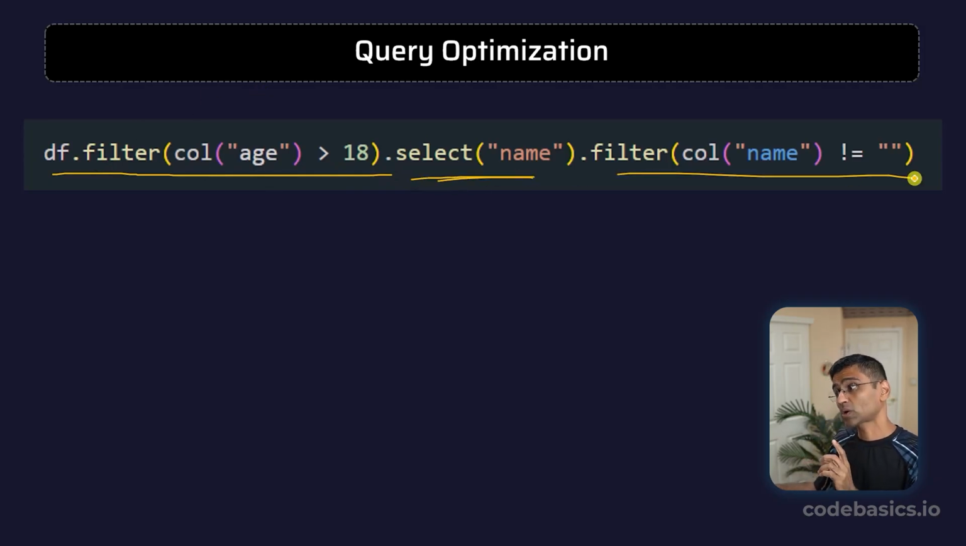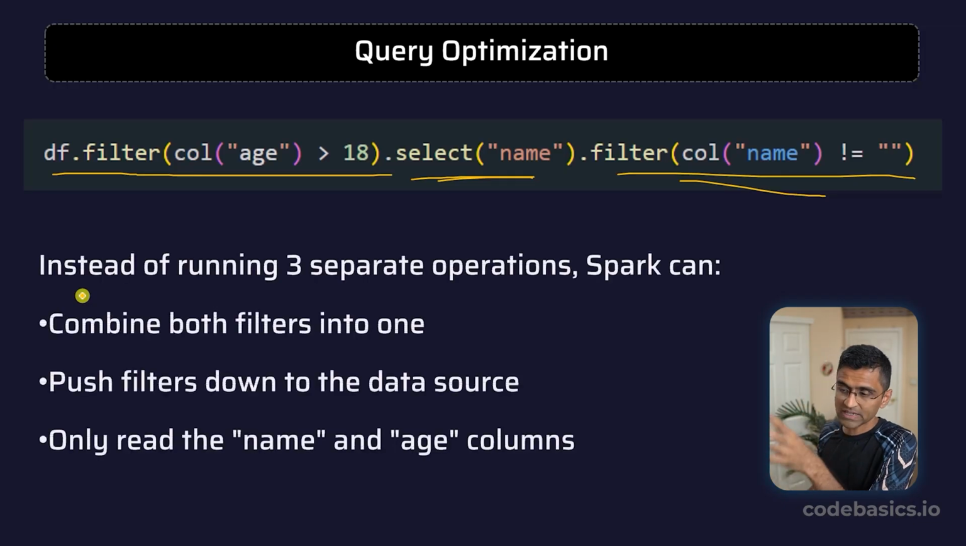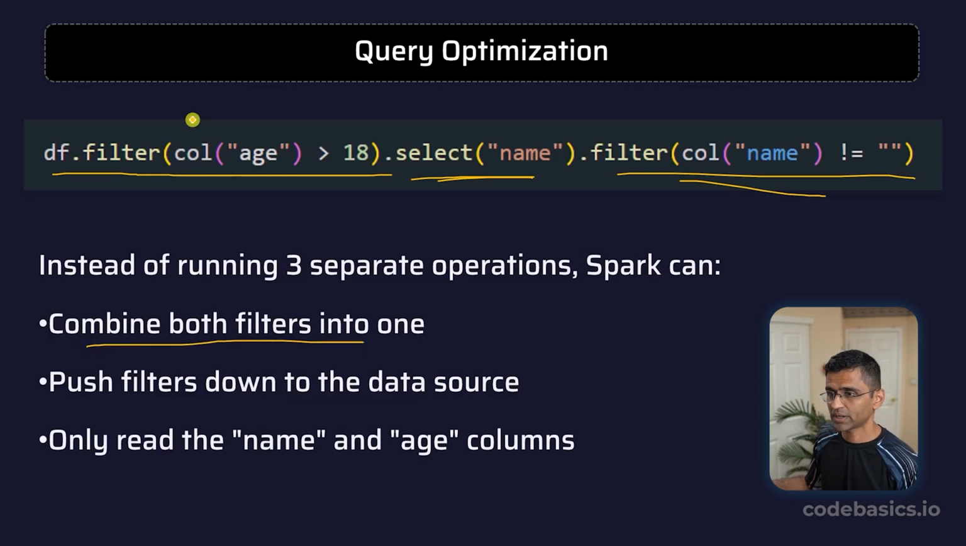And then it will filter on column name not equal to blank. But if you have lazy execution, you will build a plan, okay? You will not execute until you call df.count or df.show. So when you create the plan of this entire transformation, then instead of running 3 separate transformations, you can combine both filters into one, right? So you have 2 filters, like this one filter and this. You can combine them into one. And you can push down filters to the data source.